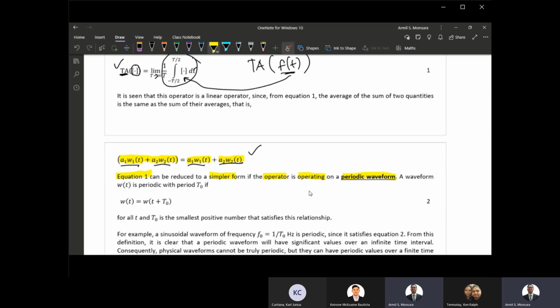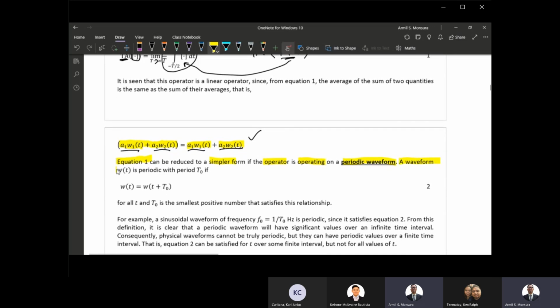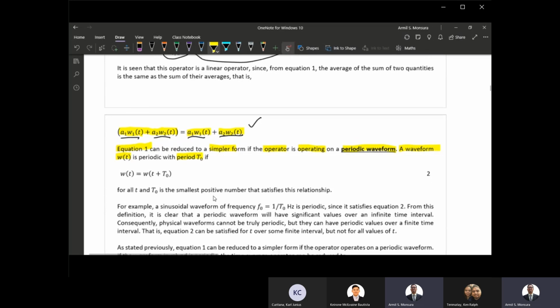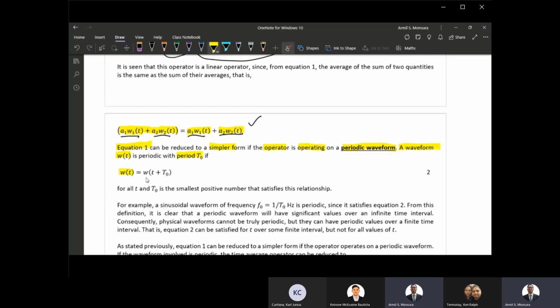So how do we say that a waveform is periodic? A waveform w(t) is periodic with period T0 if w(t) equals w(t + T0) for all t, and T0 is the smallest positive number that satisfies this relationship. So, ang ibig sabihin lang nitong equation na to, or itong condition na to is that kung merong value say for example, ito yung ating waveform. So for example, this is the waveform that we have.